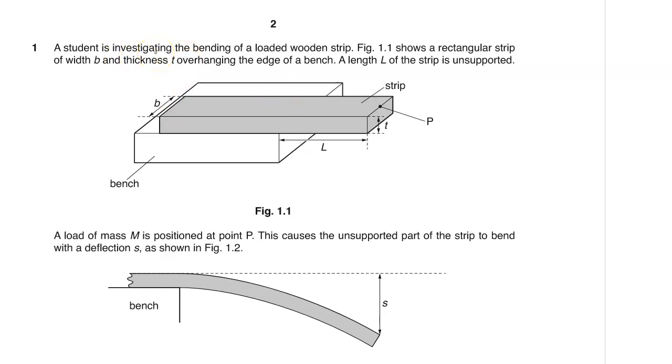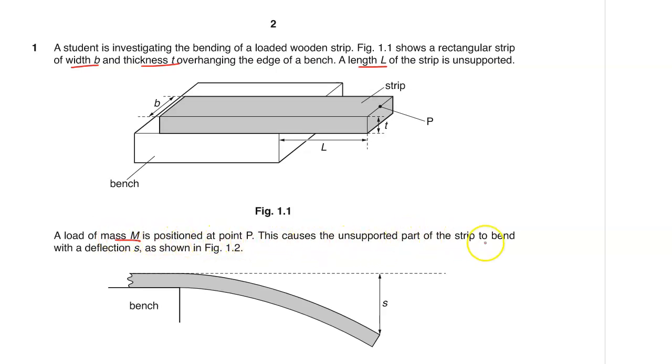A student is investigating the bending of a loaded wooden strip. Fig 1.1 shows a rectangular strip of width B, thickness T, overhanging the edge of a bench, of course, at a distance L. Length L of the strip is unsupported. A load of mass M. There are several measurements that we need to take into account there: B, T, and L, which is length. We also have a load of mass M positioned at P.